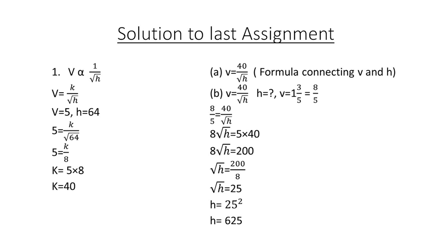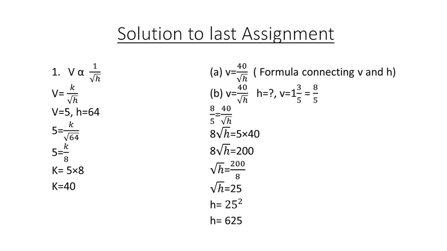And B, we are looking for H when V equals 1 whole number 3 over 5. I told you that any question that you want to solve, we are going to start from the formula connecting these particular variables. When you substitute for V in that formula, the first thing to do is to change the mixed fraction to an improper fraction. So 1 whole number 3 over 5 gives us 8 over 5. When you substitute everything into that formula, we discover that our H is equal to 625. So that is the solution to question 1.